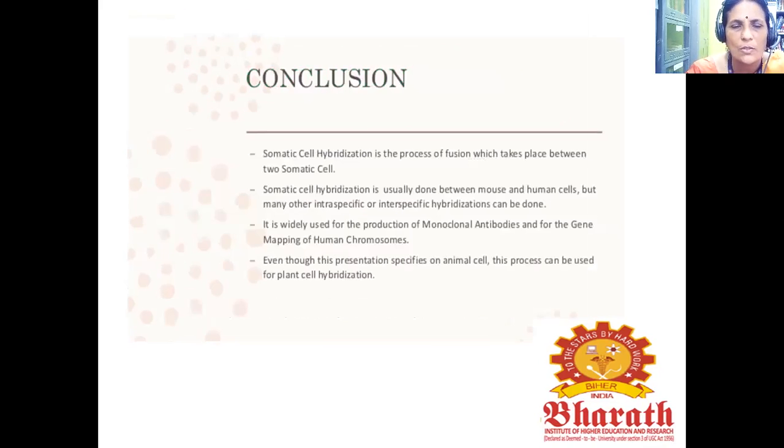So we concluded that somatic cell hybridization is a process of fusion that takes place between two somatic cells and is widely used for the production of monoclonal antibody. And even though the presentation is specific to animal cells, this process can be used for plant cell hybridization.